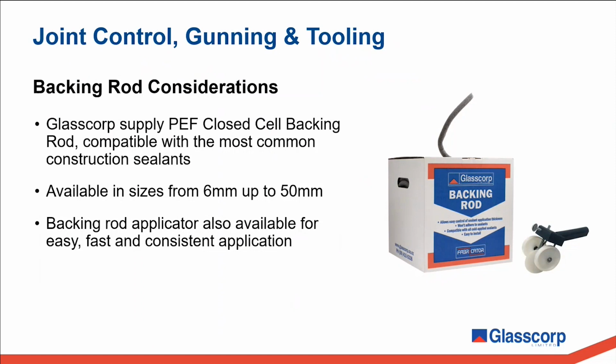Now we've talked about how to correctly size joints for optimum movement. I'll touch just on the backing rod, which is a key component in a lot of common joint designs. Glasscorp supply polyethylene foam backing rod. It's compatible with most common construction sealants, including the full range of construction and weather sealants that we offer. Backing rod is grey in colour and available in sizes from 6mm up to 50mm. We also supply backing rod applicators, which allow for easy and consistent application of backing rod while limiting the risk of punctures to the backing rod, which is an issue we want to avoid for reasons that I'll discuss in the next slide.